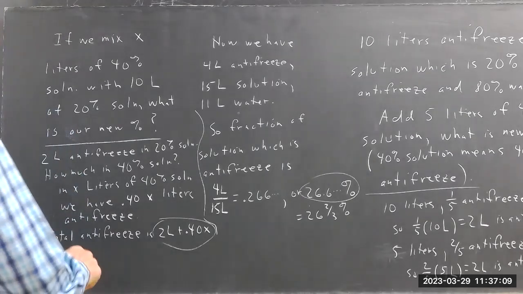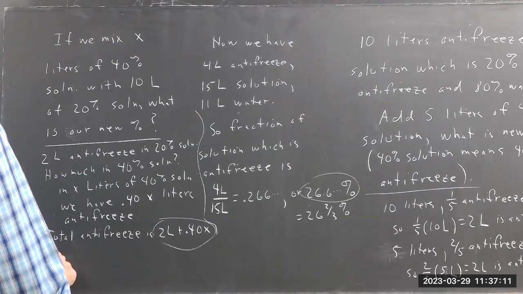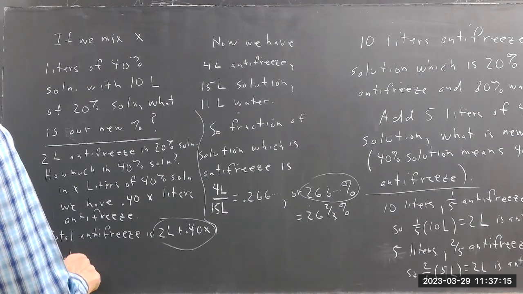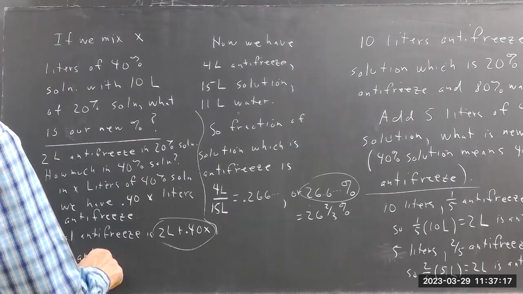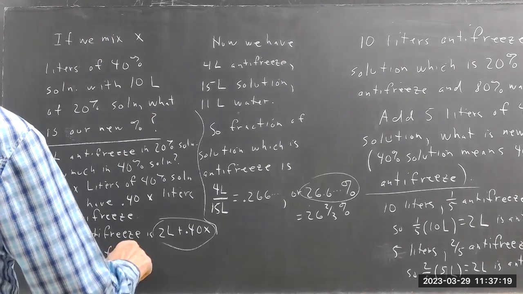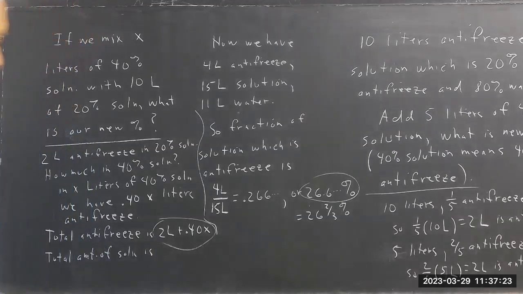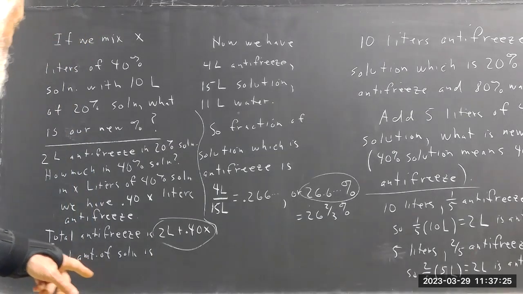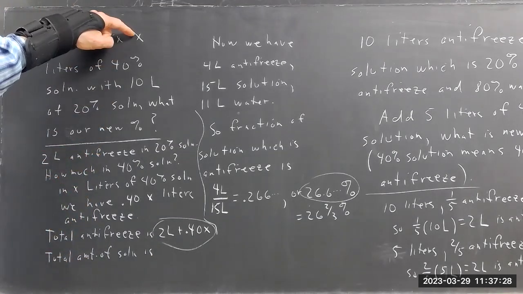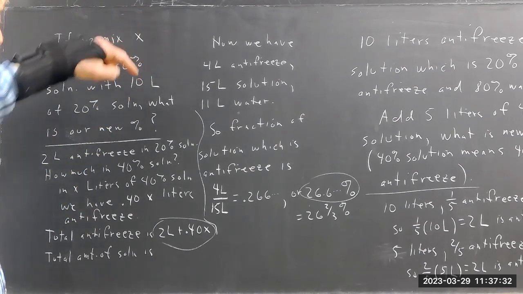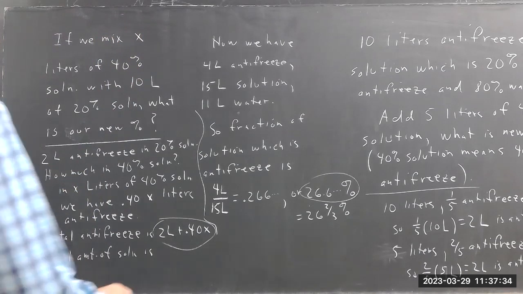Then what's the total amount of solution? Well, the total amount of solution is X liters of 40% and 10 liters of 20%. That's X plus 10 liters.